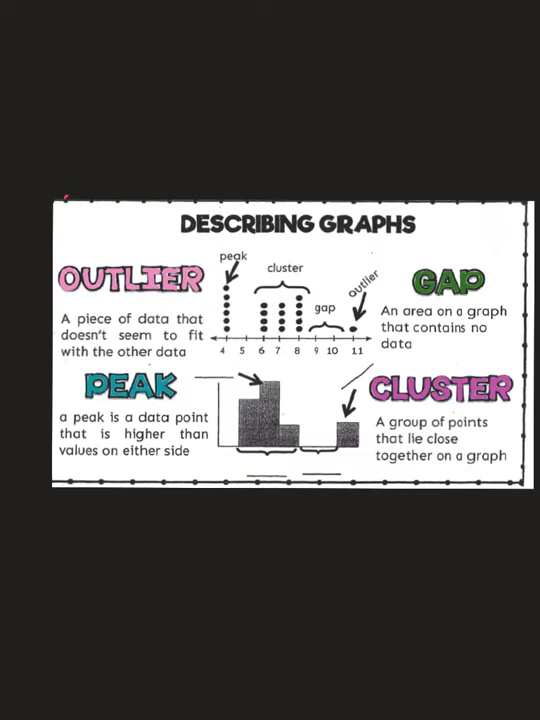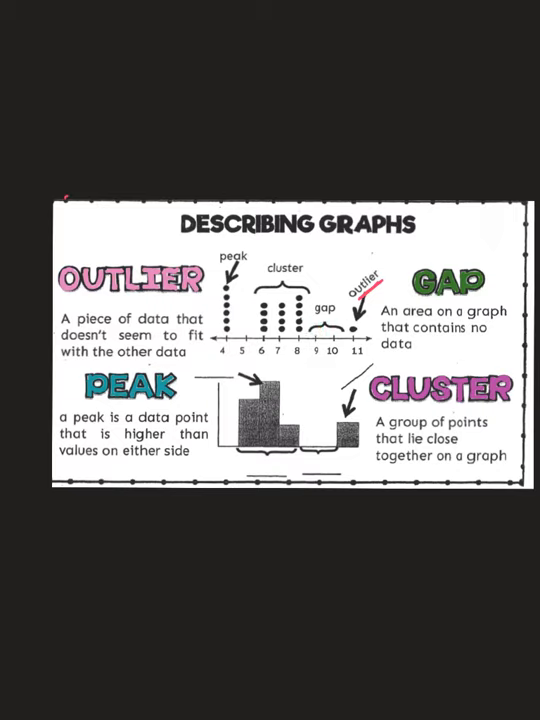We're going to talk about some different vocabulary words that we can use to describe graphs. The first thing we have is an outlier. An outlier is a piece of data that doesn't seem to fit with the other data. It's way away from everything else. Okay, this is my outlier. Then we have a gap. A gap is an area on a graph that contains no data. So notice there's a gap right here because there's no data there.